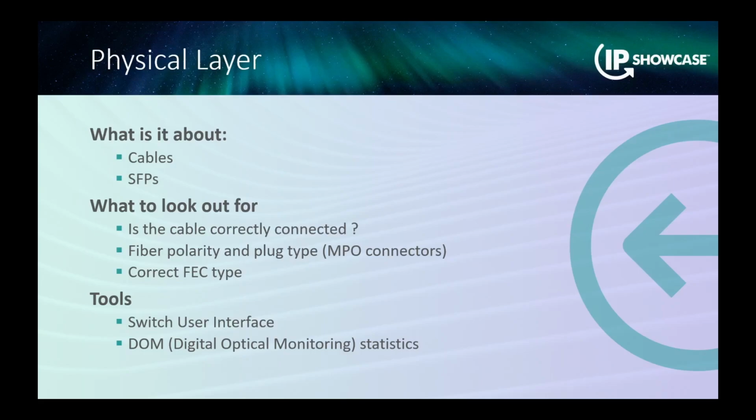If you don't want to use the command line, most switches also have some kind of web interface, or you have a network management system where you can also find these things. Especially for the physical layer, there are the digital optical monitoring statistics. Those help you identify whether there is at least light coming through, even if there's a mismatch in speed or whatever. Yeah, then you can see this.